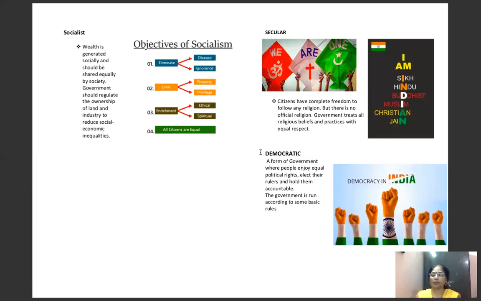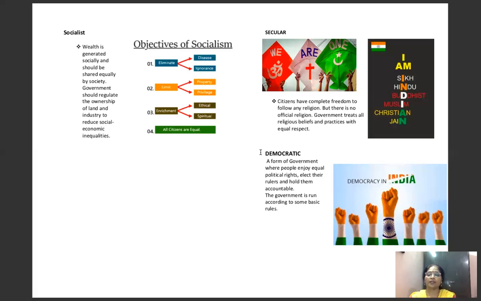And accountable means when we have elected our rulers to represent ourselves, they have the responsibility to take care of the citizens of India who have chosen them to rule the country. That means they are accountable, they hold the responsibility.